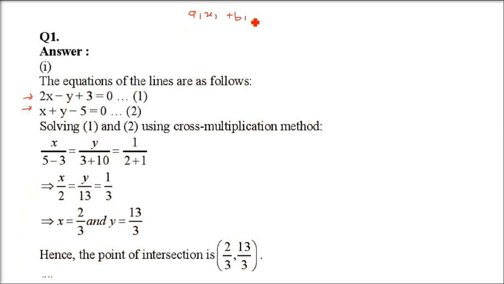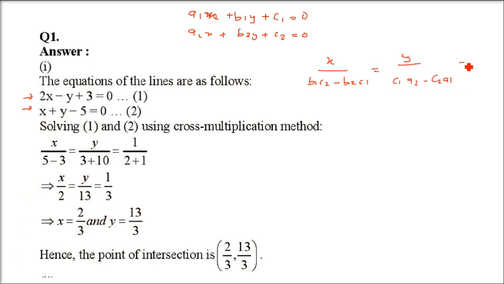So we have a1x plus b1y plus c1 equals 0. This is one equation of the line. And a2x plus b2y plus c2 equals 0. This is the second equation of the line. Now take x by b1 c2 minus b2 c1, and it is equal to y by c1 a2 minus c2 a1, equals 1 by a1 b2 minus a2 b1.